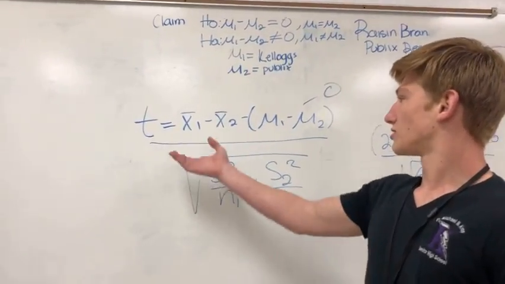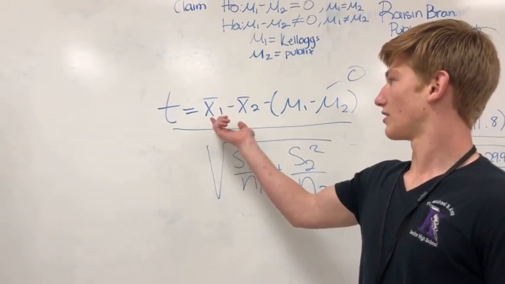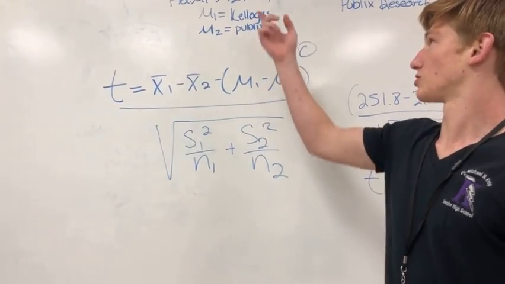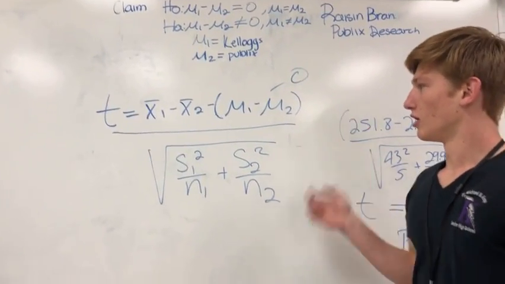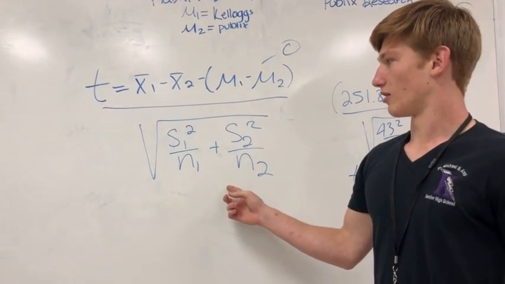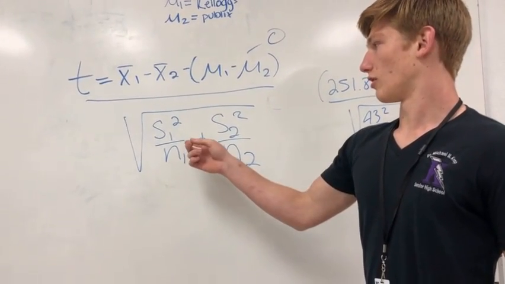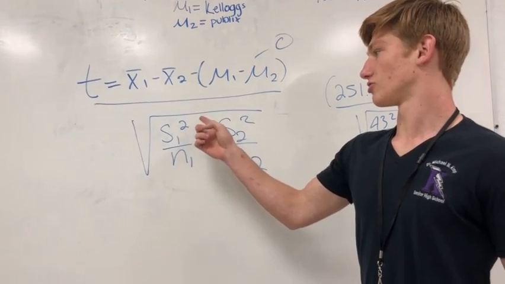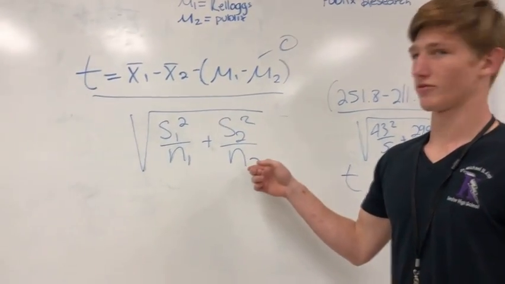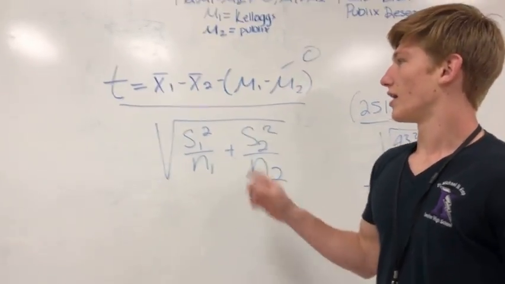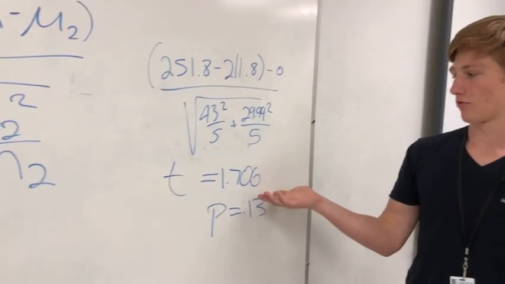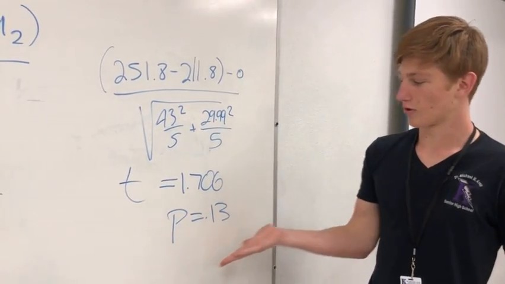Alright, so to find our t-value for this, we're going to find the difference between the two groups minus the expected difference between the two groups based on our null hypothesis, that's 0. And then we're going to divide by the standard error, which is equal to the square root of the standard deviation of the first sample squared over the size of the first sample plus the standard deviation of the second sample squared over the size of the second sample. And after we plug in all our numbers, we get a t-value of 1.706 and a p-value of 0.13.